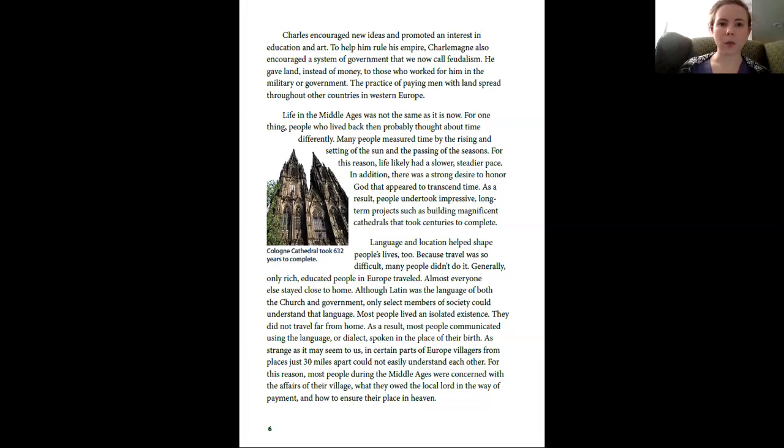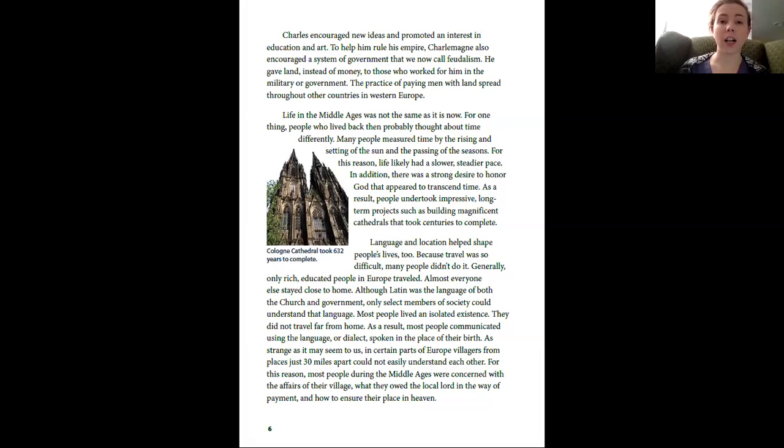Life in the Middle Ages was not the same as it is now. For one thing, people who lived back then probably thought about time differently. Many people measured time by the rising and setting of the sun and the passing of the seasons. For this reason, life likely had a slower, steadier pace. In addition, there was a strong desire to honor God that appeared to transcend time. As a result, people undertook impressive long-term projects such as building magnificent cathedrals that took centuries to complete.